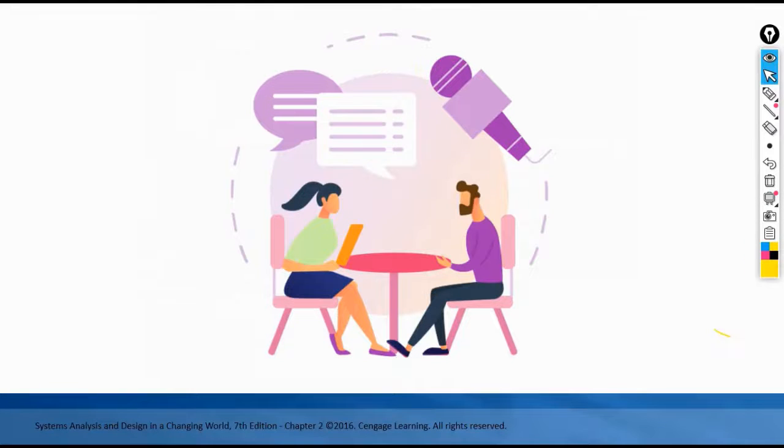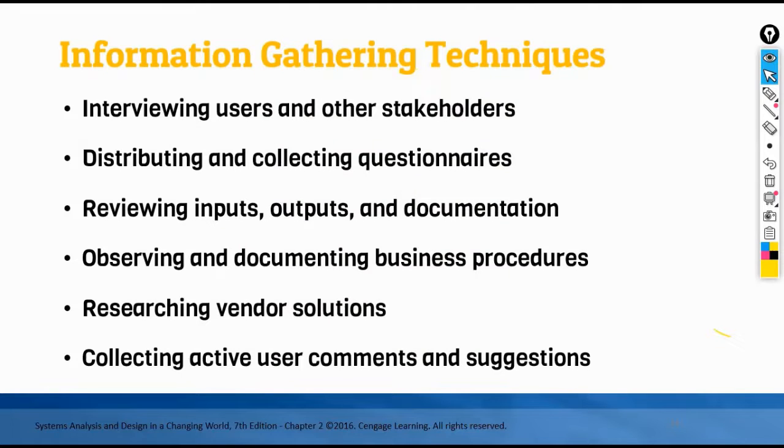One of the most important skills that a system analyst can develop is the ability to gather the right information so that the new system requirements are accurate and complete. There are several methods that can be used to gather information. Some are more effective and efficient than others. And the most common methods are the following.